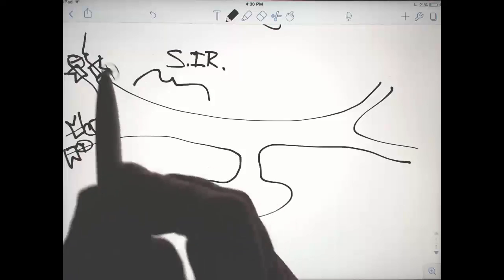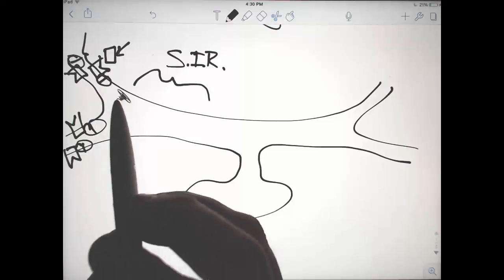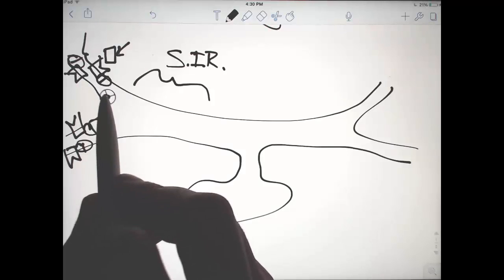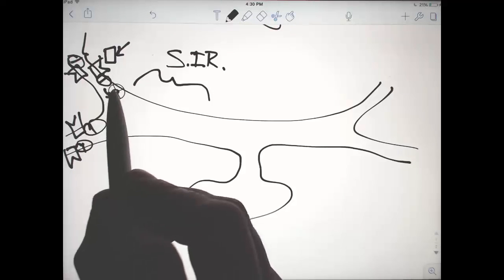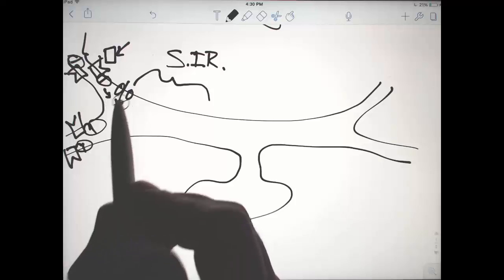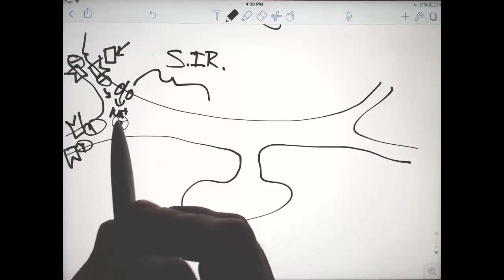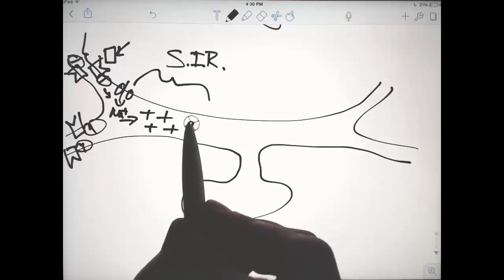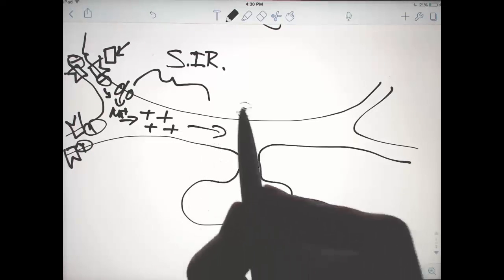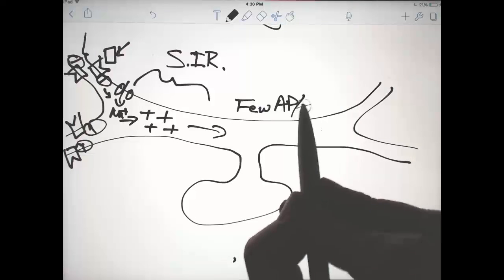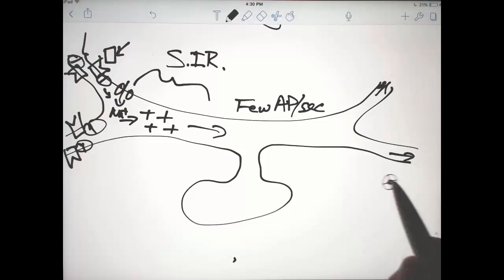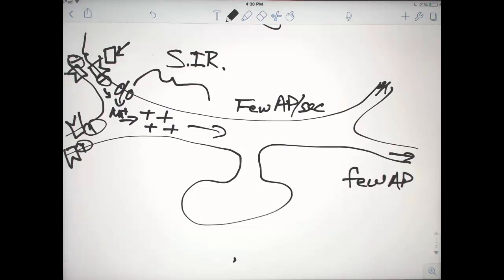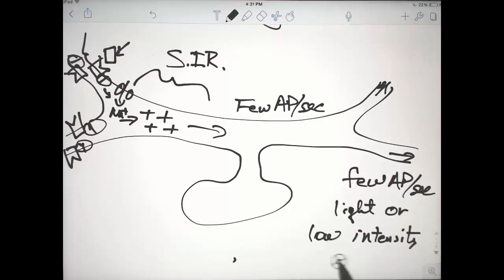In this case, with a chemoreceptor, if we just have one in hundreds of receptors occupied at a given time, we activate just this one G protein coupled receptor, open a small number of sodium channels which accumulate charge in the spike initiating region, and because they're accumulating very little charge, we have few action potentials per second. In the target cells, we get few action potentials per second, few neurotransmitter release episodes per second. That is a light or low intensity signal.